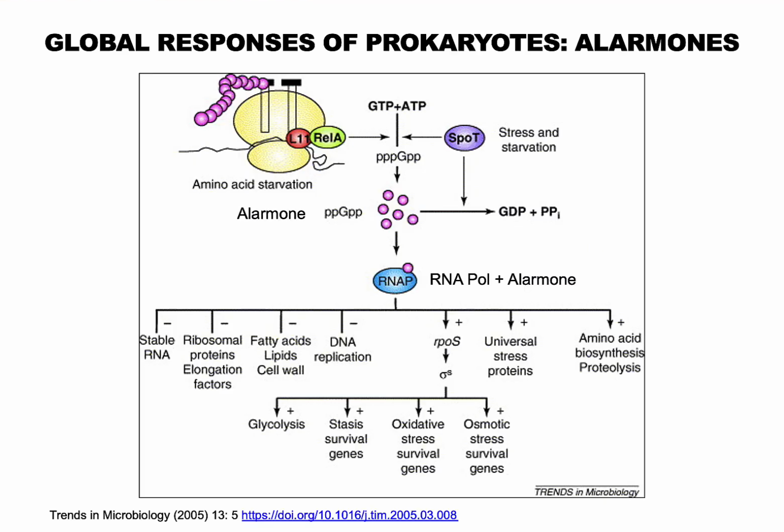Global response of prokaryotes. In prokaryotes, there are also several higher levels of gene regulation that have the ability to control the transcription of many related operons simultaneously in response to an environmental signal. A group of operons all controlled simultaneously is called a regulon.